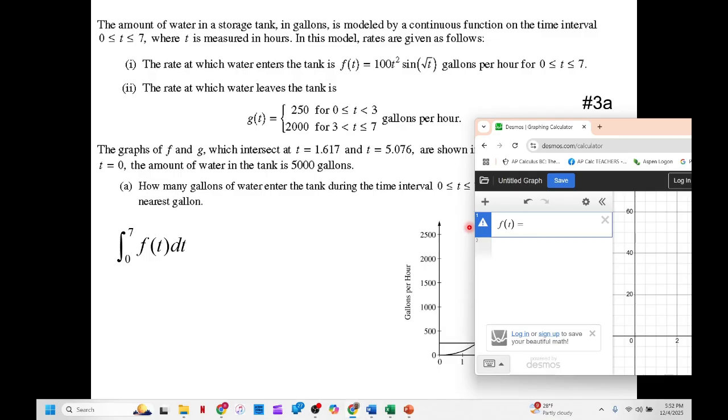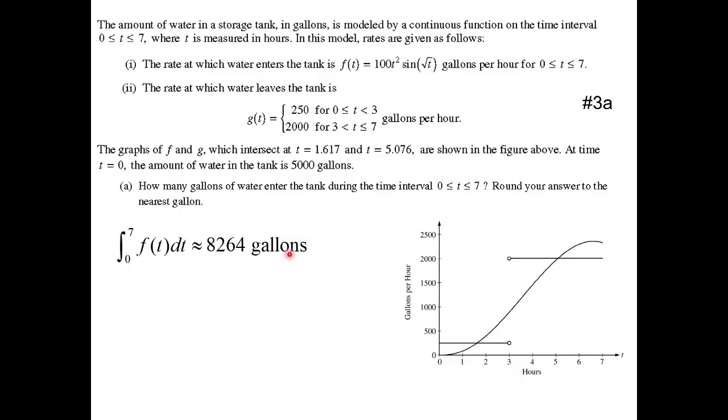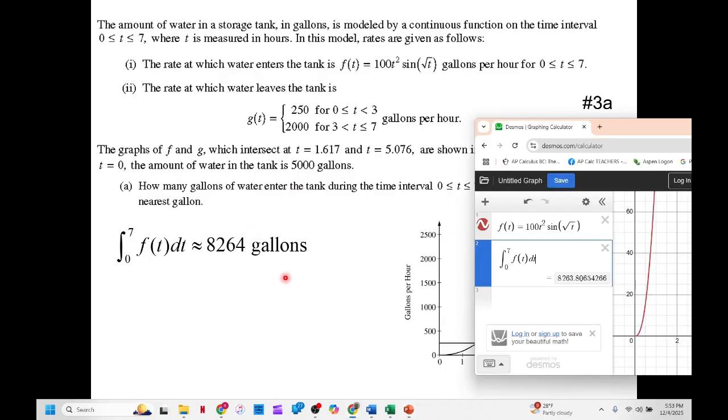So that's going to be 100 t squared times the sine of the square root of t. Now let me do the integral from 0 to 7 of f of t dt, and that comes out to 8,263.807, and that's going to be gallons of water. They said round it off to the nearest gallon, so that does round to 8,264 there.